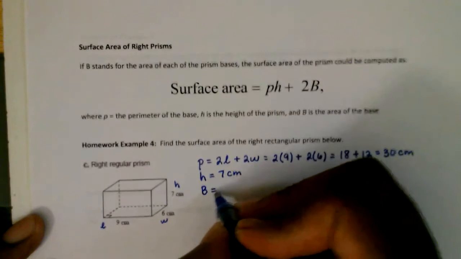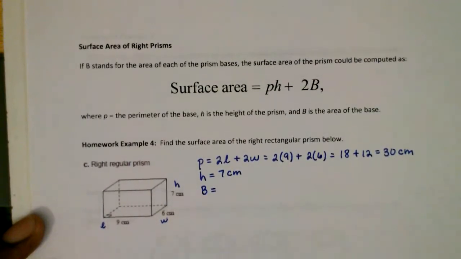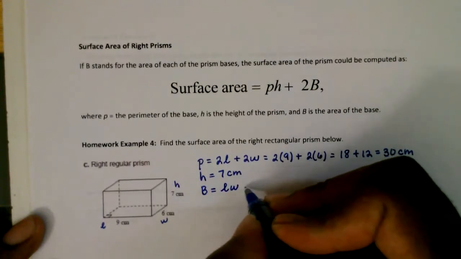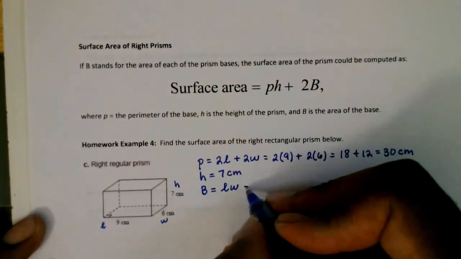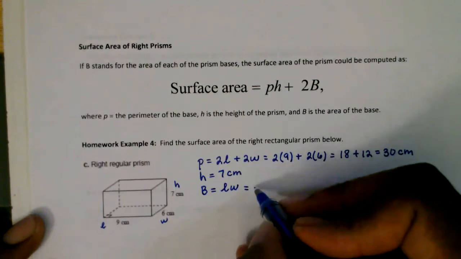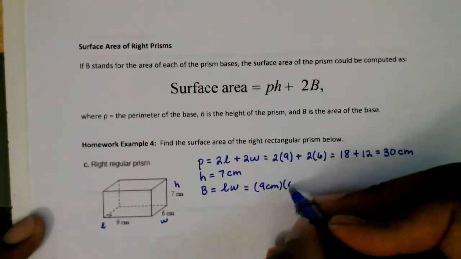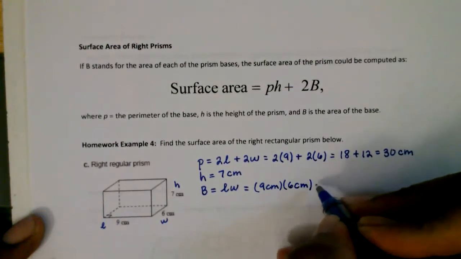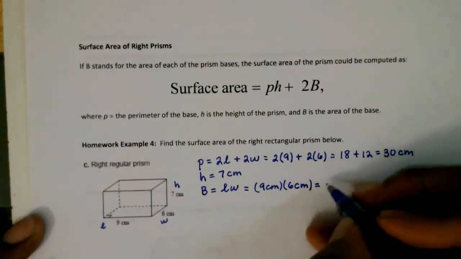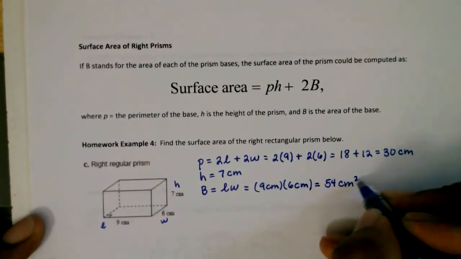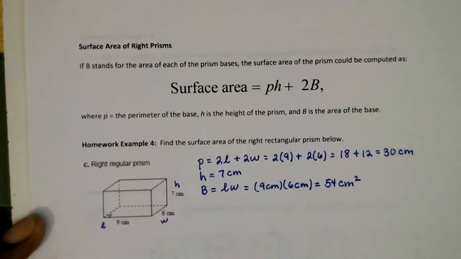Now, capital B is going to be the area of the base. Here, the base is a rectangle, so the formula for finding the area of any rectangle will be length times width. And here the length is 9 centimeters times the width, which is 6 centimeters. So 9 times 6 will be 54. So the base will be 54 square centimeters.